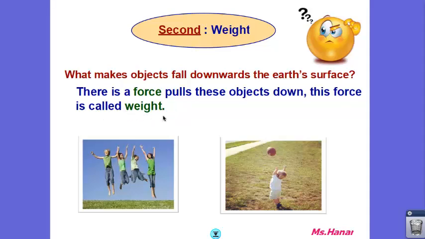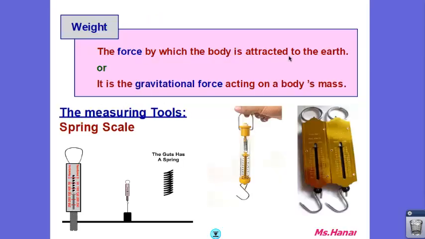So we can define weight as the force by which the body is attracted to the earth, or define it as the gravitational force which acts on an object's mass. How can we measure weight? Yes, by using a spring scale.